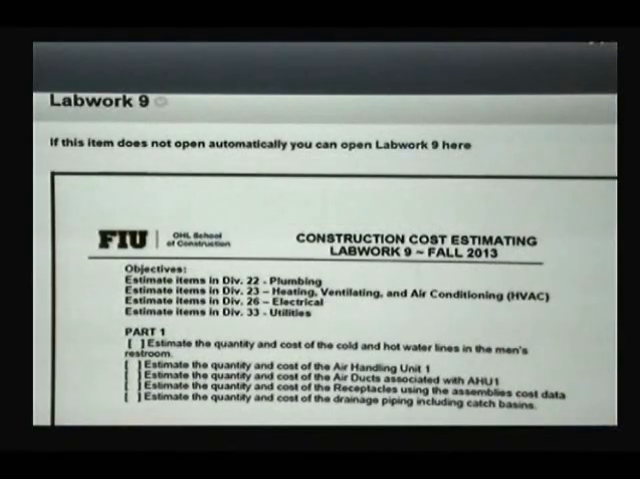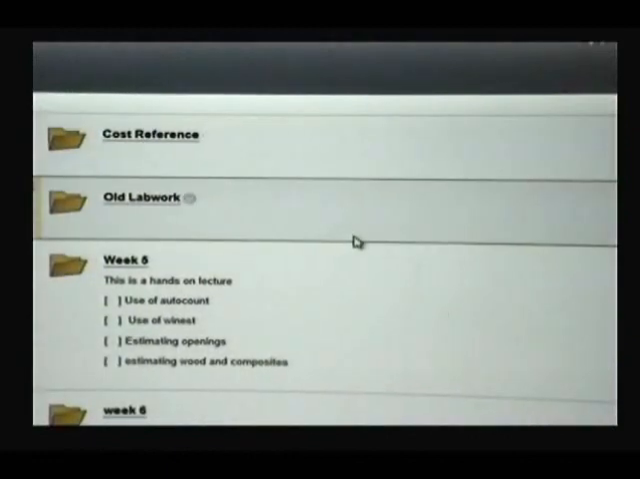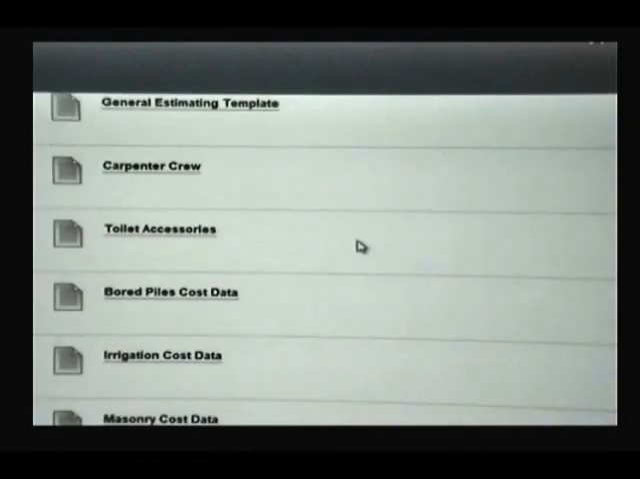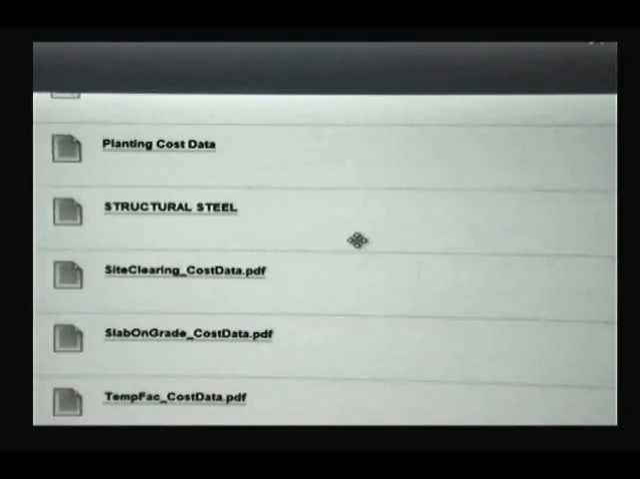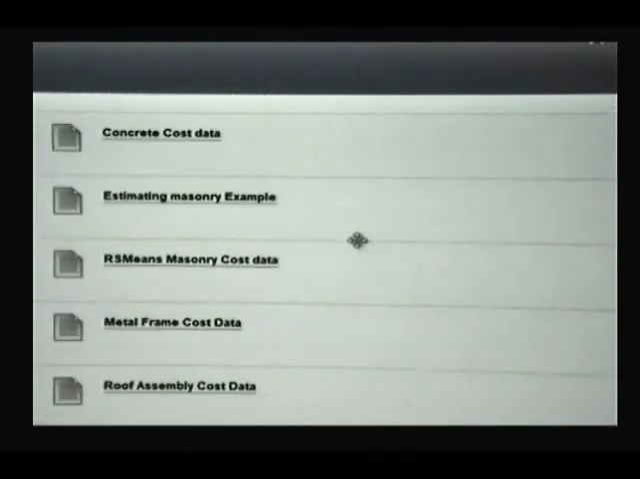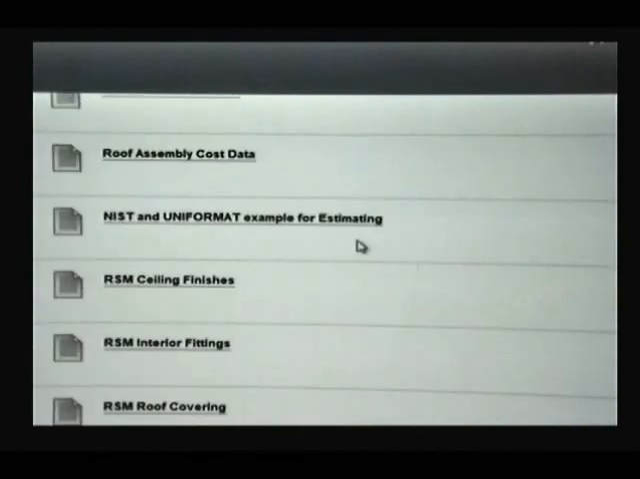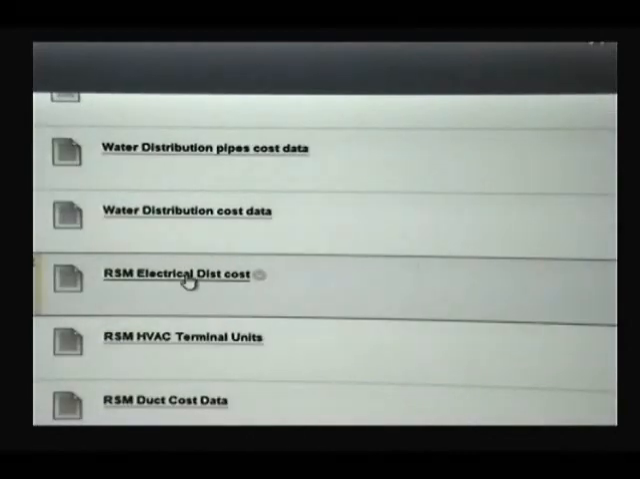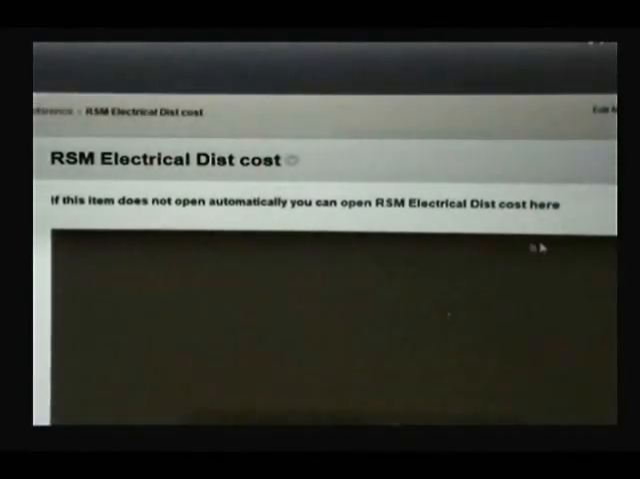In the course materials, under cost reference, we have the electrical portion. We have the electrical distribution cost. So this is going to be our source of information for the electrical.